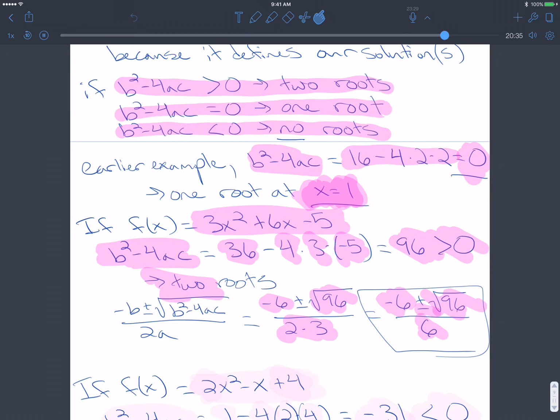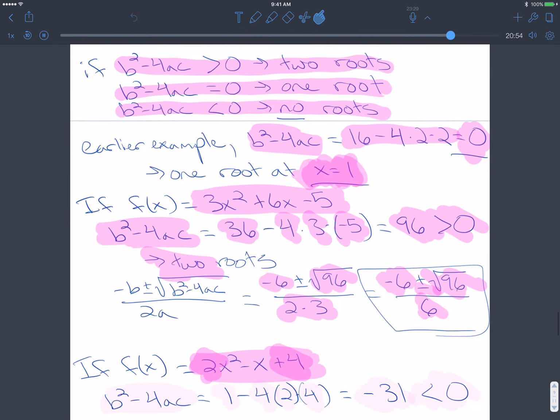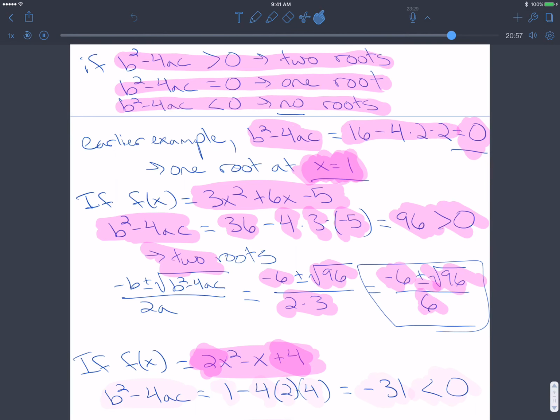Third example, no x-intercepts. f of x equals 2x squared minus x plus 4. So this is concave up, since we have a positive 2, and the parabola has also been shifted up 4, so its y-intercept is at 0, 4, and it's concave up. So this one isn't going to have any x-intercepts.